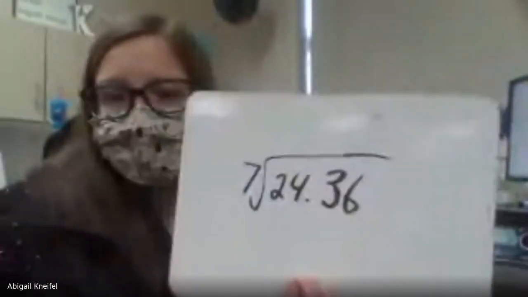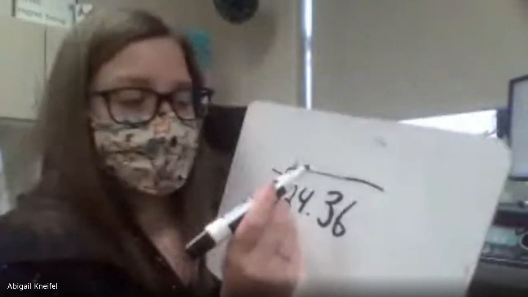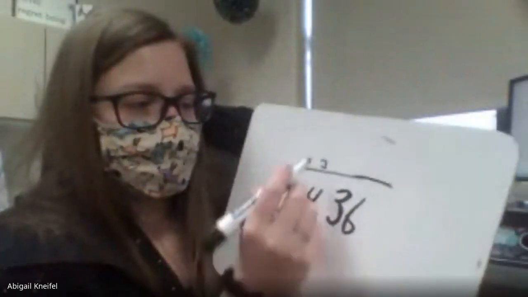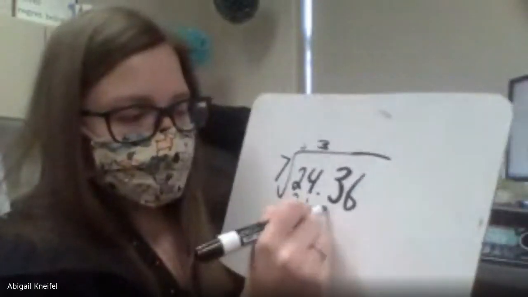All right, so we don't have to move a decimal here because there's only 1 decimal and it's in the second number. So can 7 go into 2? No. But 7 can go into 24, and it can go into 24 3 times, which is 21. 24 minus 21 is 3. Bring down my other 3.